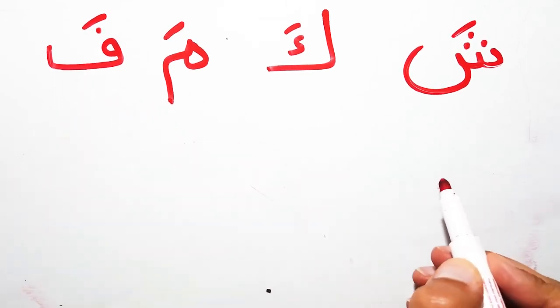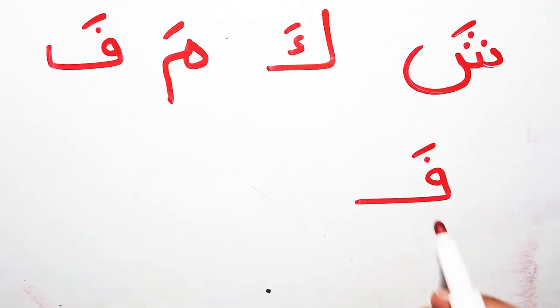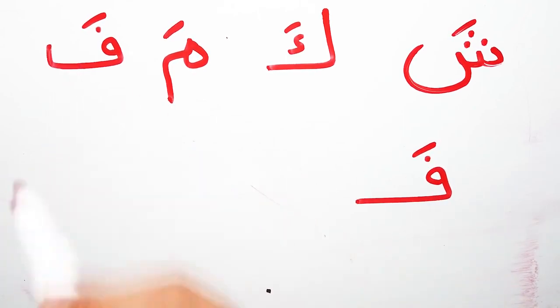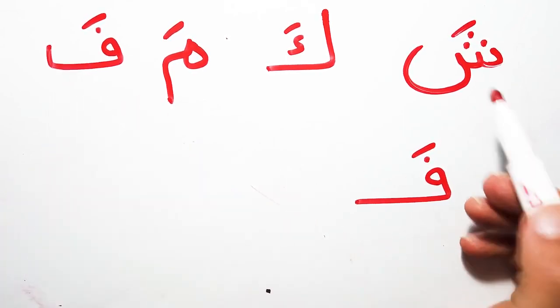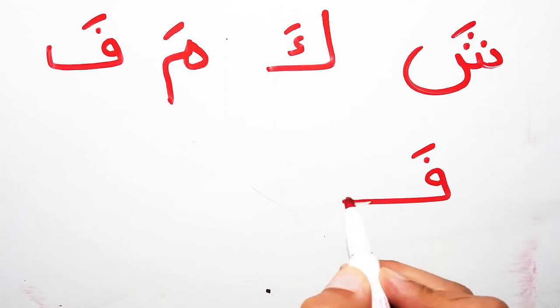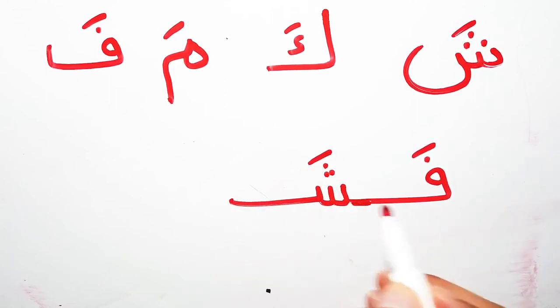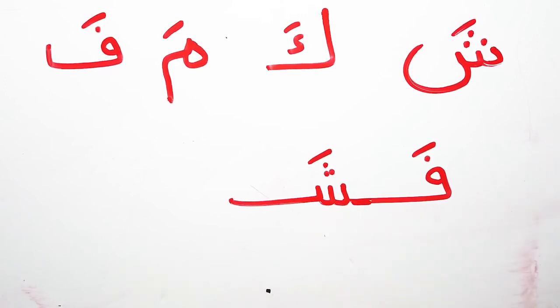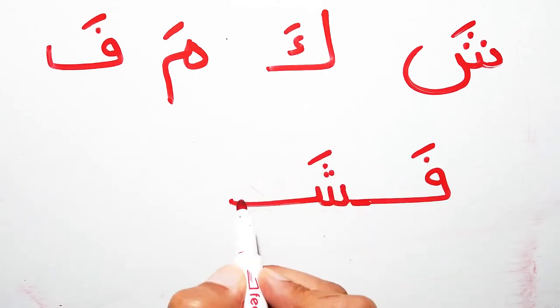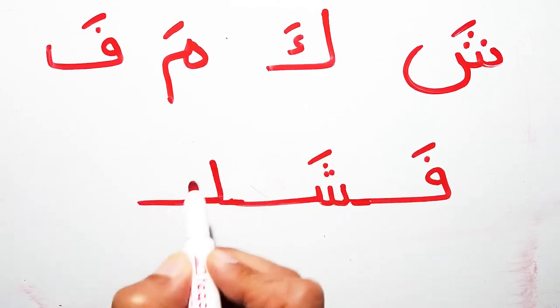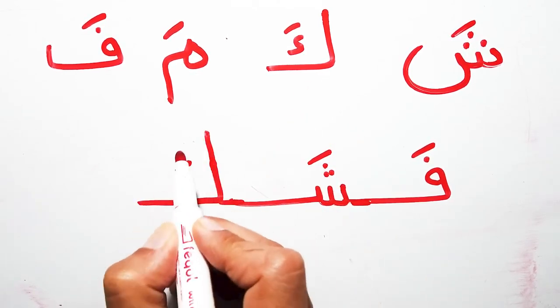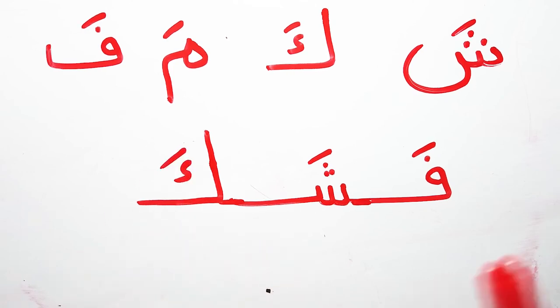Okay, let's make another word. Let's start with fa. Fa in the beginning of the word. Let's add sha in the middle of the word. Fasha, fasha. Let's add ka in the end of the word. I'm just making any words and there is no any meaning for them. Fa sha ka, fashaka.